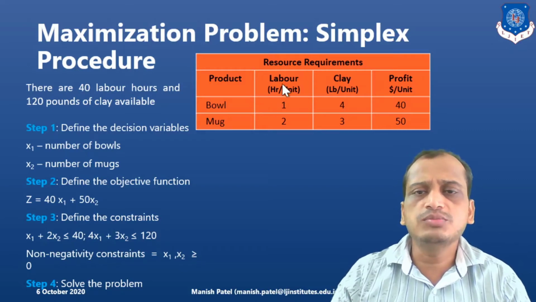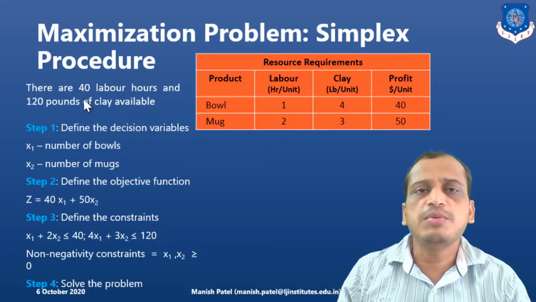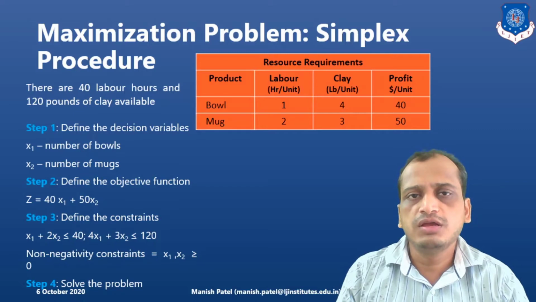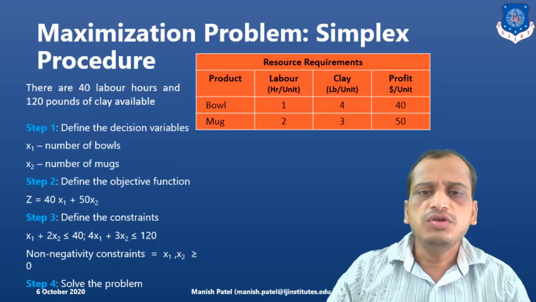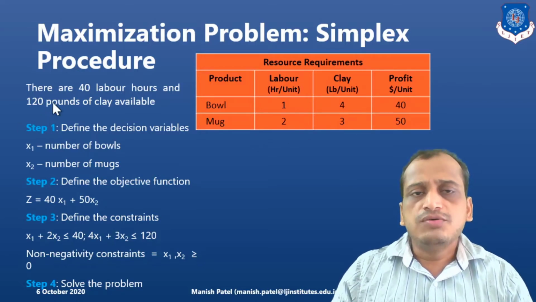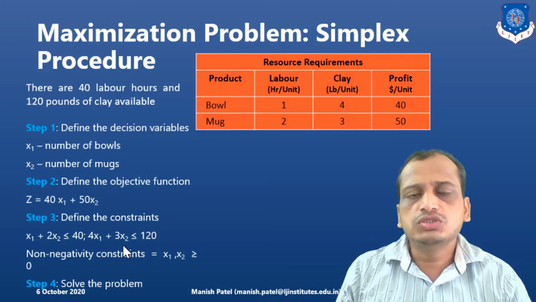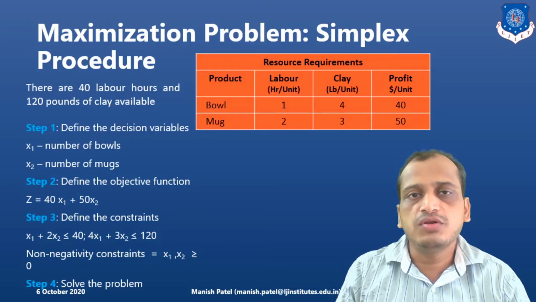The constraint in terms of labor is 1x1 plus 2x2 less than or equal to 40, because only 40 labor hours are available weekly. Next, the amount of clay: 4x1 plus 3x2 is less than or equal to 120. That is the second constraint. Also the non-negativity constraints: the numbers of bowls and mugs are greater than or equal to 0.